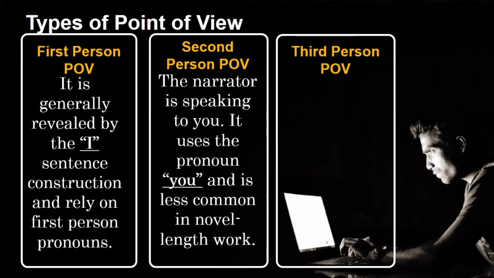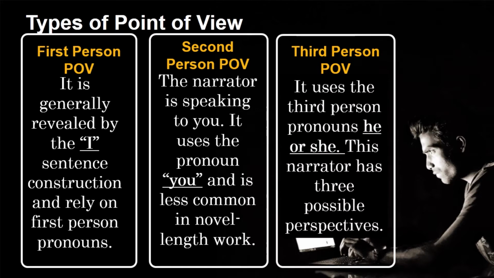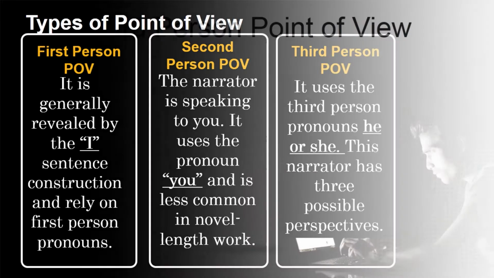Third-person point of view. The narrator is describing what is seen but only as a spectator. It uses the third-person pronouns he or she. This narrator has three possible perspectives. Other pronouns used are it, her, his, or a name. Under third-person point of view, it has three types.